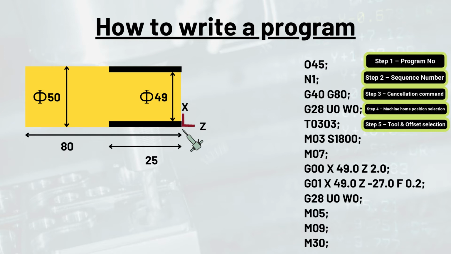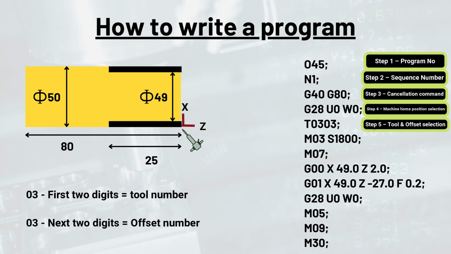The command for providing the tool number and offset number is given by T0303, in which the first 2 digits, that is 03, is the tool number, assuming tool number 3 is used. And the next 2 digits, 03, is the offset number.